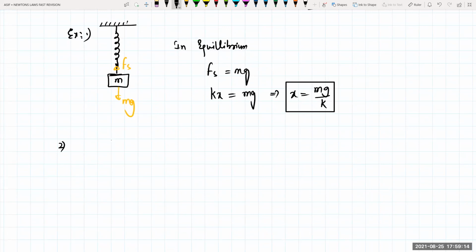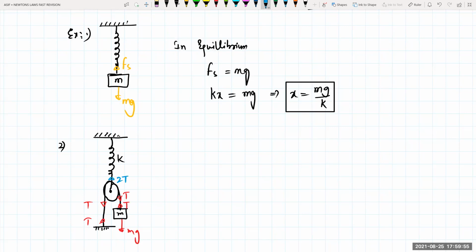If there is a spring fixed here, and a pulley connected to it, with one end of the string fixed, and here we attach a block of mass M, with spring constant K. Now tell me the extension in equilibrium. The weight of the body is mg, and here the tension is T, here T, and here T. Now in the spring above, the tension will be 2T, isn't it?